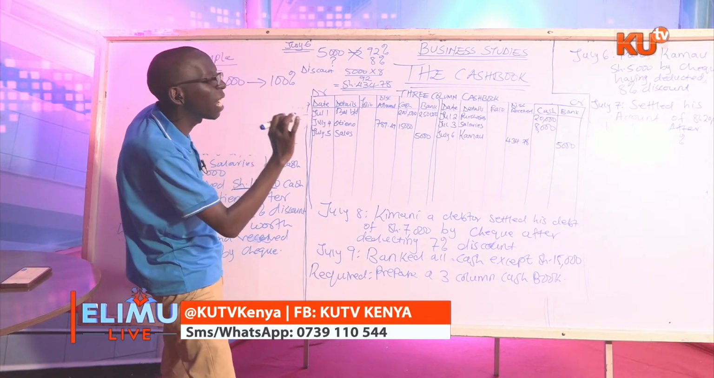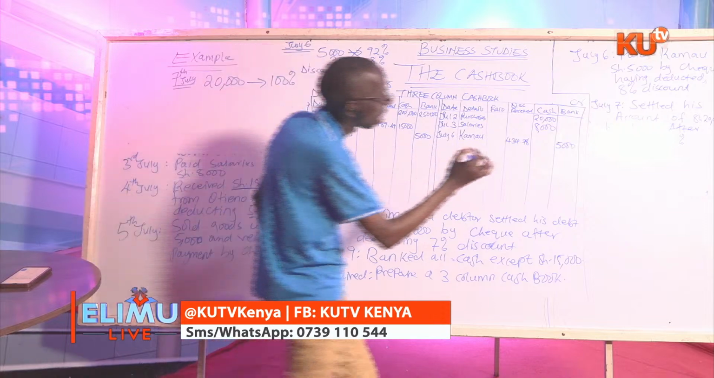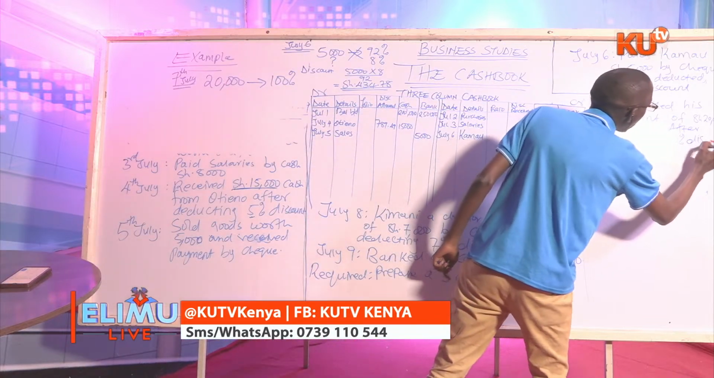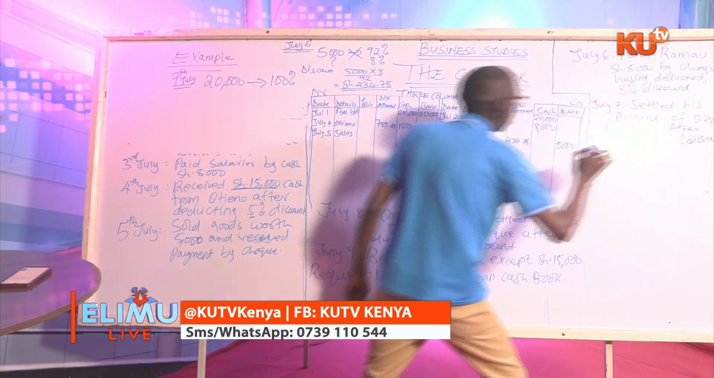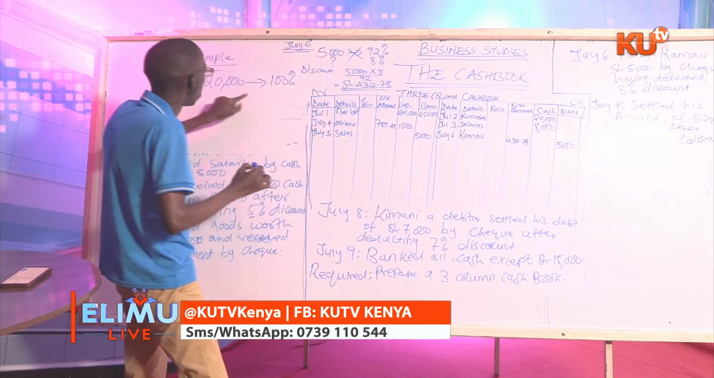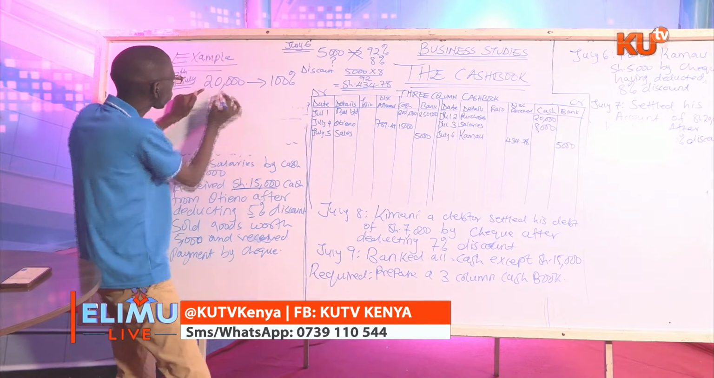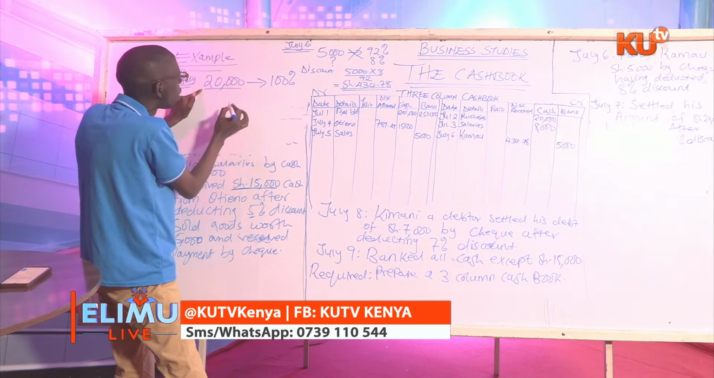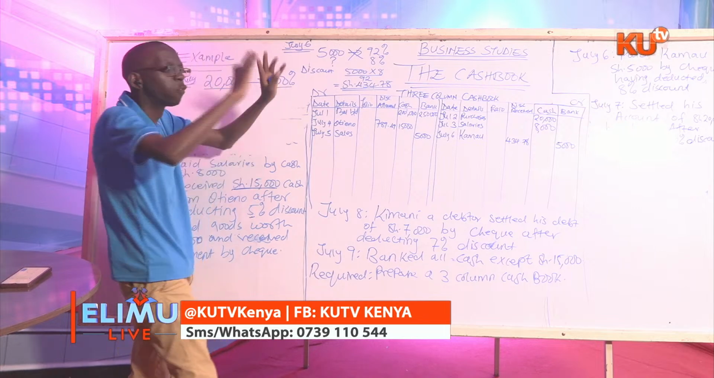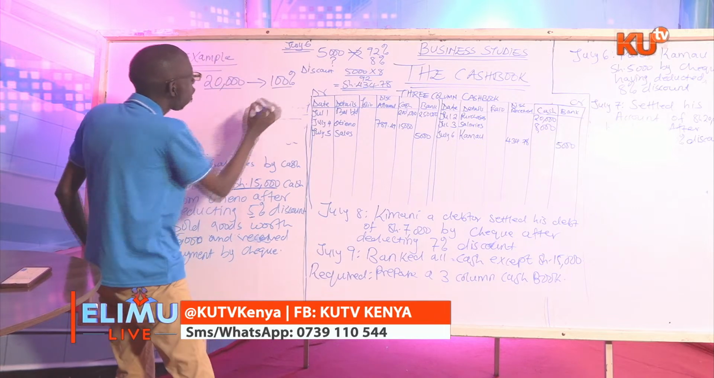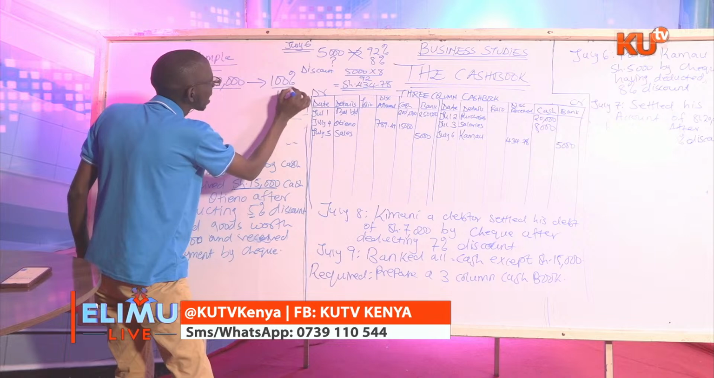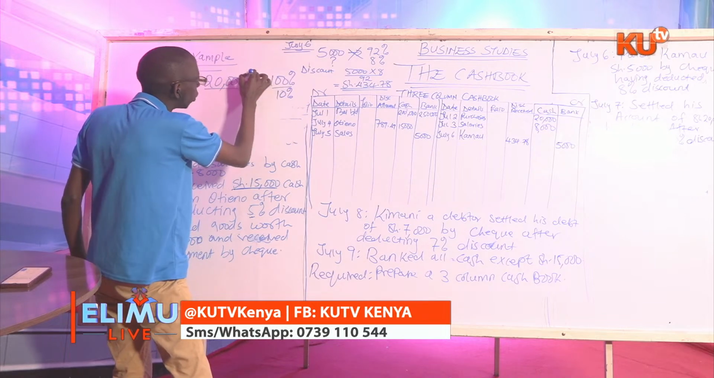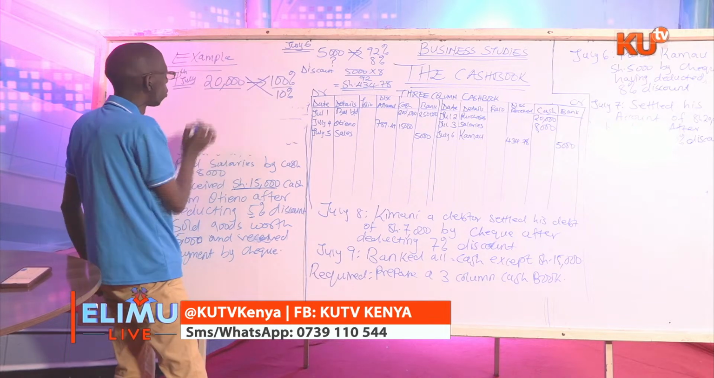After deducting 10% discount. So we ask ourselves, if 20,000 was 100% and the full debt, what about 10%? What was the discount? Cross multiply.